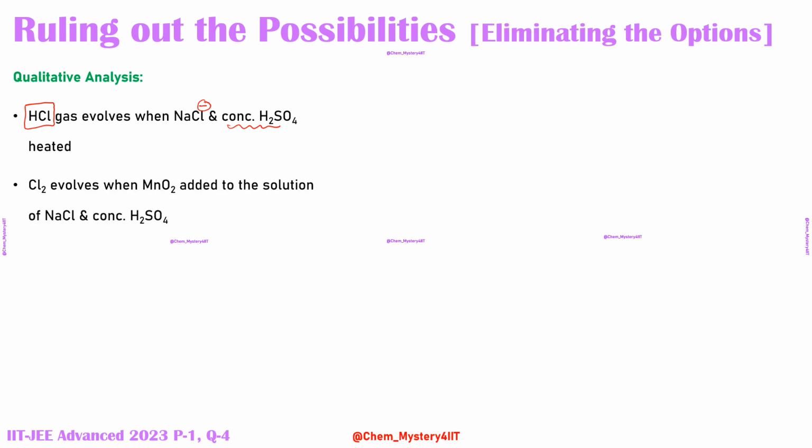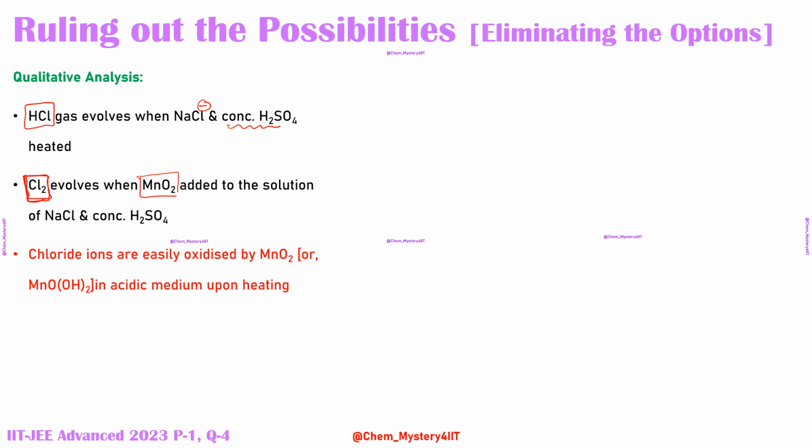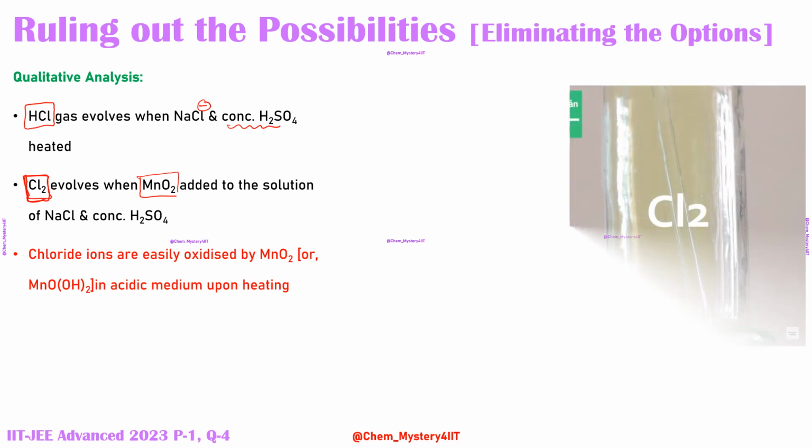Now when you put manganese dioxide into the solution, where concentrated sulfuric acid and chloride were already present, then not HCl, now chlorine gas starts getting evolved, which can be identified from its greenish yellow color. We can see in the image in a moment. So what we are saying is that chloride ions are easily oxidized by manganese dioxide, or MnO2, in acidic medium when we are heating the solution.